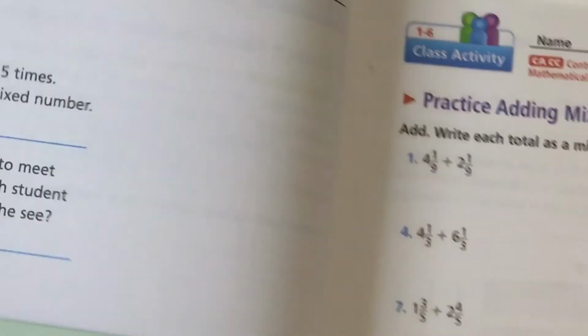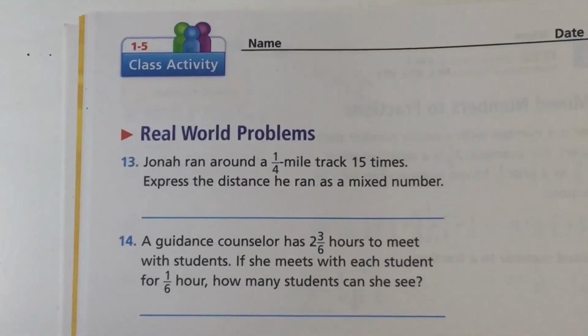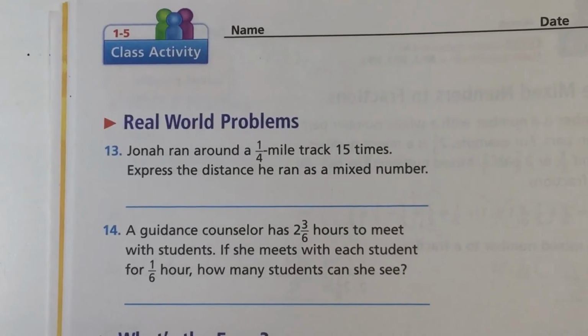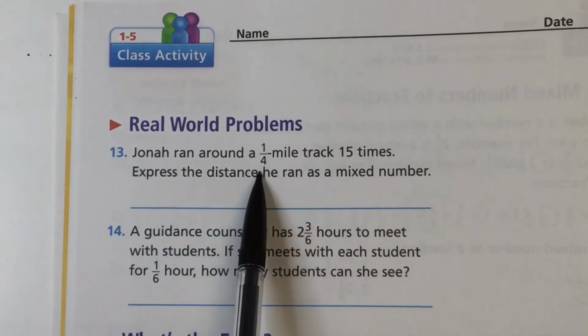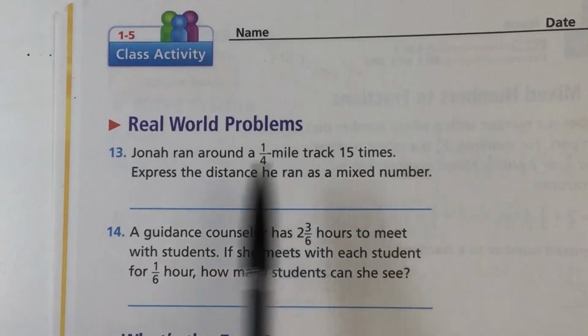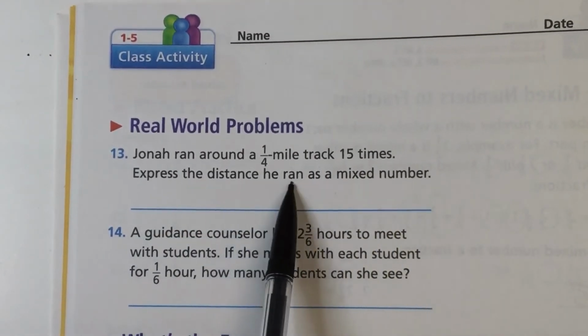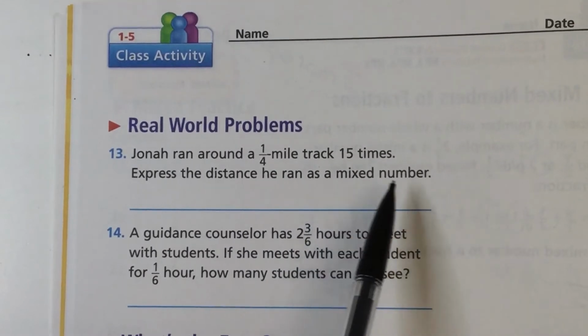Let me know if you come into any problems. Okay, then on the back we have some real world problems. Jonah ran around a 1/4 mile track 15 times. Express the distance he ran as a mixed number.